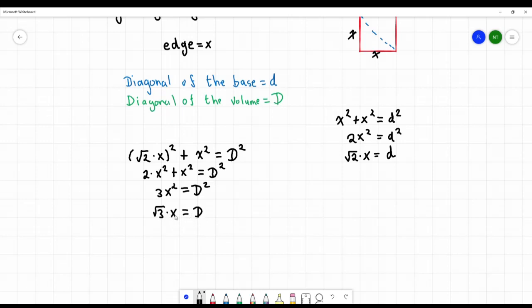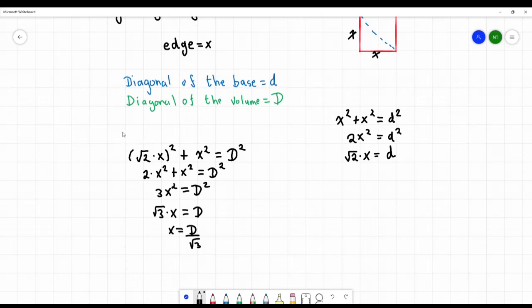Okay, but we want to express the edge, which is x, as a function of the diagonal, right? So we know x is equal to d divided by root 3. So there we go, guys. We solved the first part of the problem. We expressed the edge as a function of the diagonal. Let me just box that and write it out.